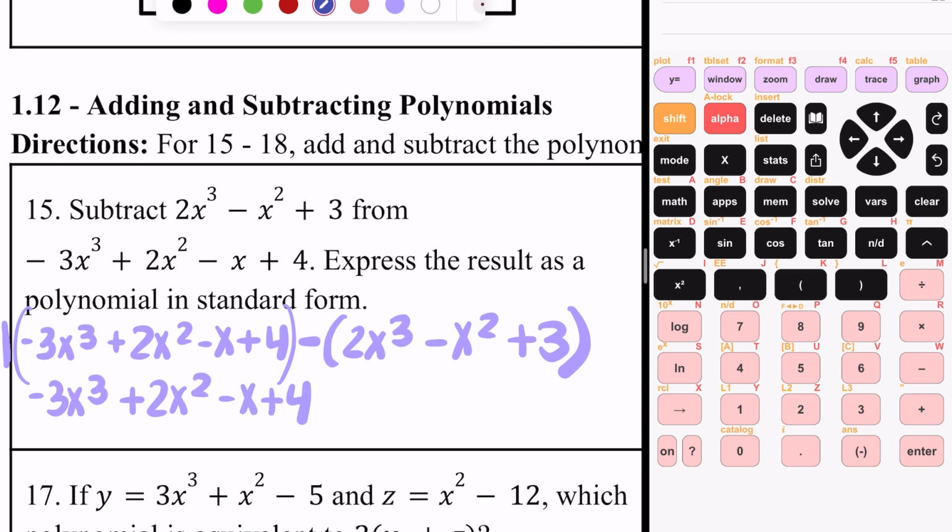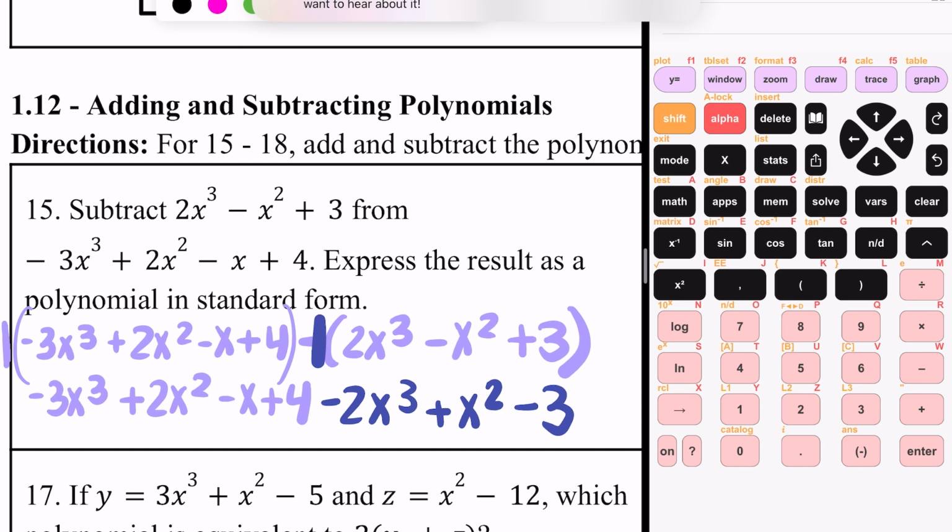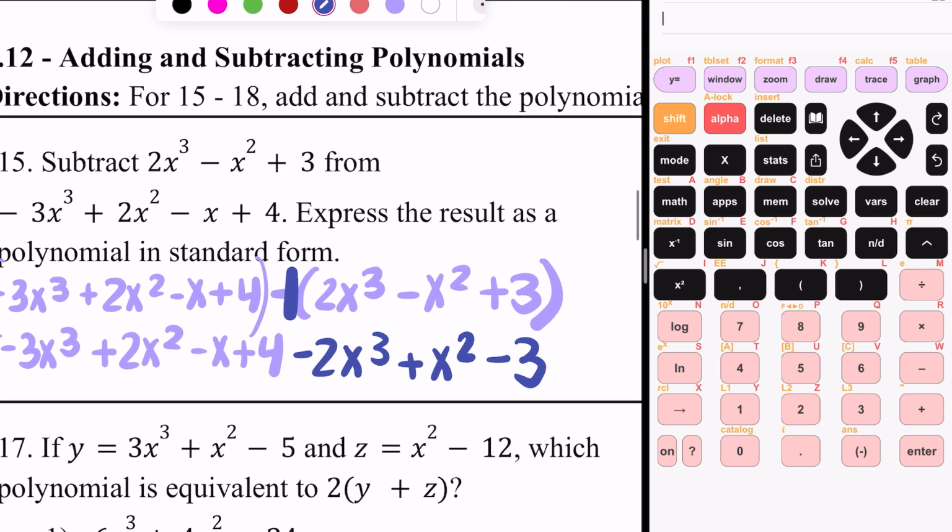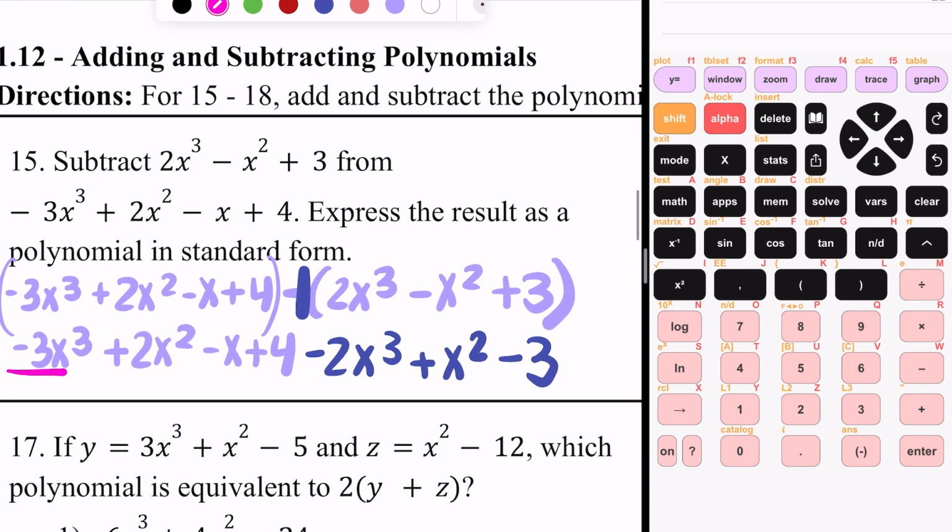Now in front of that second parentheses, we have this negative 1. Negative 1 times 2x to the third is negative 2x to the third. Negative 1 times negative x squared is positive x squared. And negative 1 times 3 is negative 3. All right. With subtracted from, make sure you put a minus sign and reverse the order. And when you have the second thing minus the first, with the first thing you are going to be distributing the negative 1. And then we combine like terms. Negative 3x to the third minus 2x to the third is negative 5x to the third.